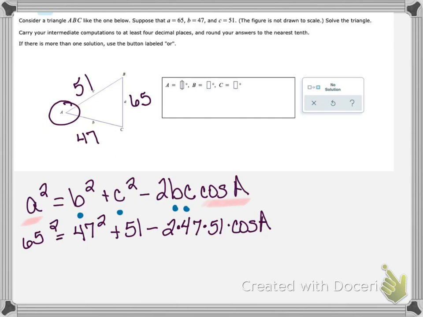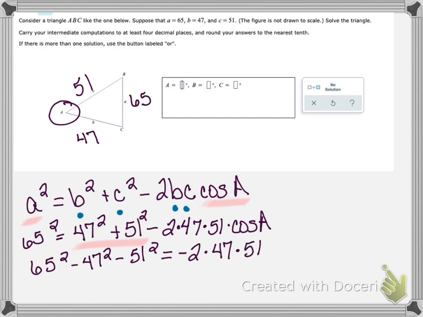Now, I'm going to do some algebra on this page. Then I'm going to show you your keystrokes on the next page. So the first thing that I'm going to do here is subtract these two values, 47 squared and 51 squared. That 51 should be squared. So what I'm going to have is 65 squared minus 47 squared minus 51 squared, and that is equal to negative 2 times 47 times 51 times cosine of A.